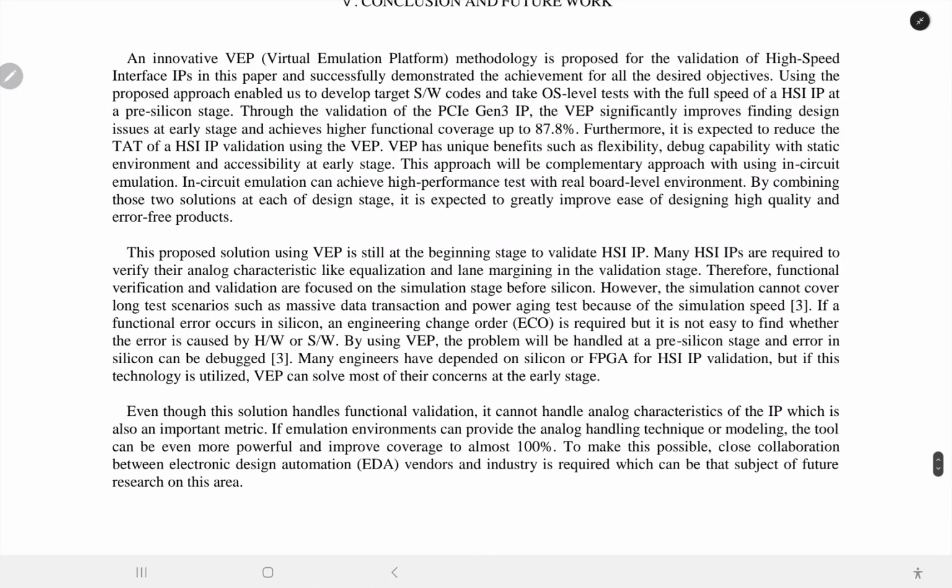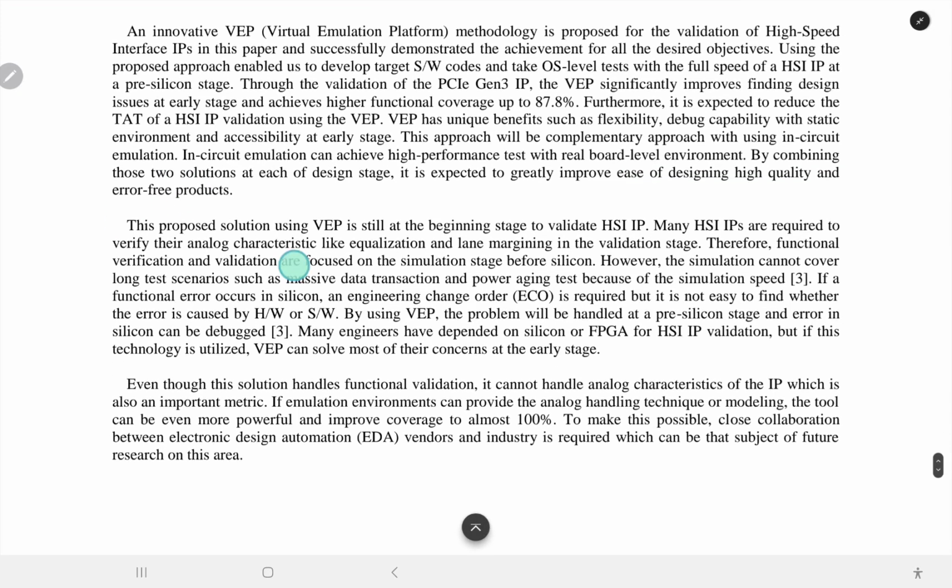VEP has unique benefits such as flexibility, debug capability with a static environment, and accessibility at the early stage. This approach will be complementary with in-circuit emulation. In-circuit emulation can achieve high performance tests with a real board level environment. By combining those two solutions at each design stage, it is expected to greatly improve the ease of designing higher quality and error-free products.